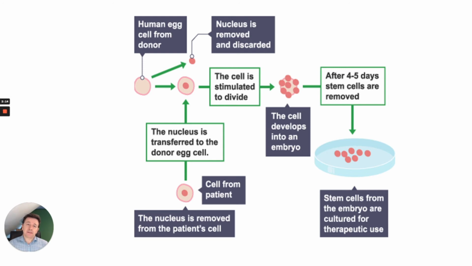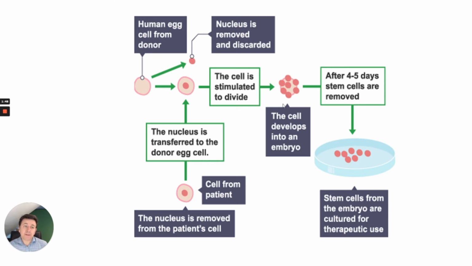Scientists have thought about this, and they've discovered a new way of using adult cells and adult stem cells and making them behave in a way like an embryonic stem cell. What you can see here is a human egg cell. It's not an embryo, it's a human egg cell. They remove the nucleus, and then they take the nucleus from a patient cell and transfer it into the egg cell, and they stimulate the cell to divide.